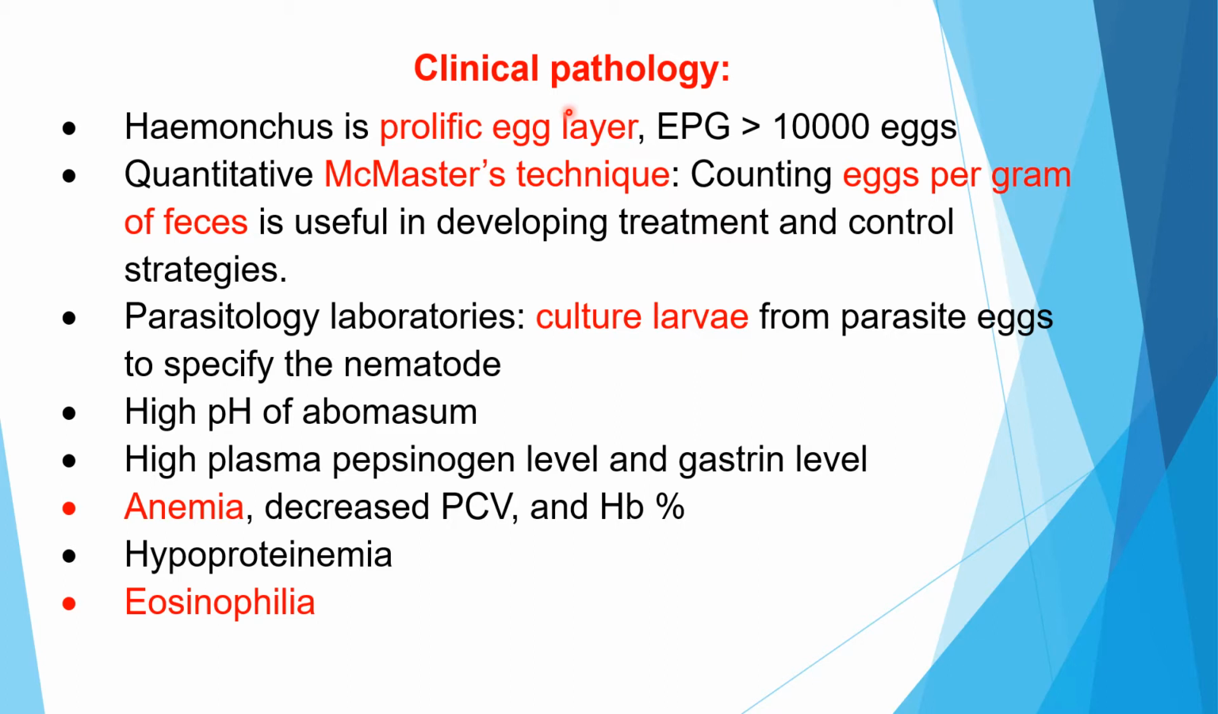You cannot miss the diagnosis. You will not forget this also. These principles you can apply for other diseases also. You know that Haemonchus is a prolific egg layer. Each parasite lays thousands and thousands of eggs, more than 10,000 eggs. You can get the eggs per gram of feces.